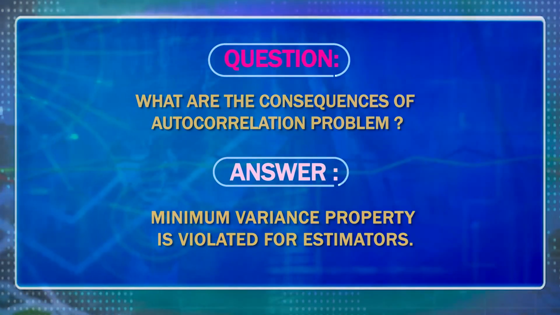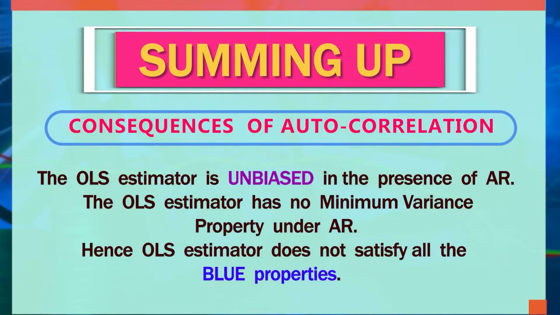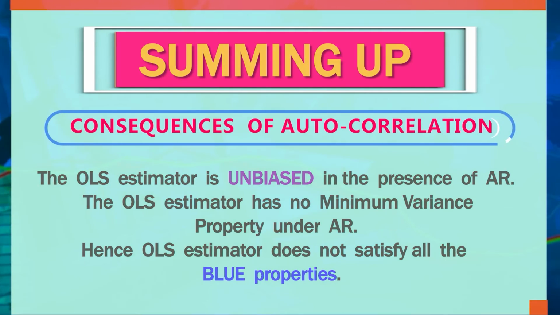So what we sum up in the consequences of autocorrelation is that the OLS estimator is unbiased, which is retained, but the OLS estimator has no minimum variance property. So it does not satisfy all the BLUE properties. Maybe it is satisfying the unbiasedness property, but not the minimum variance property.